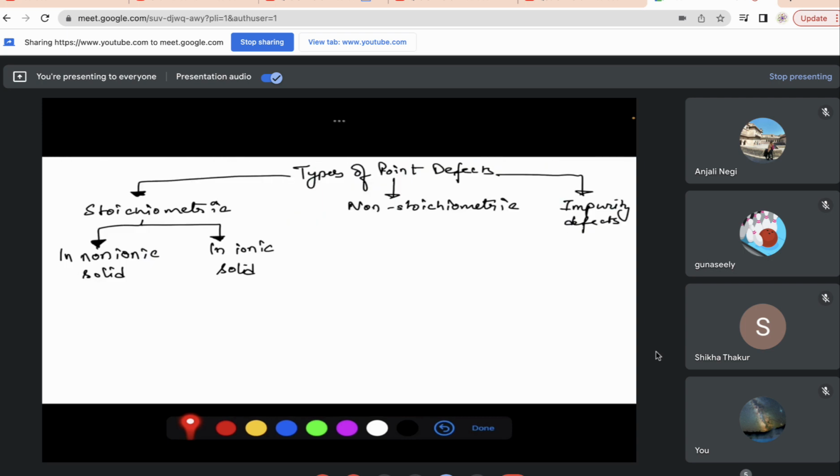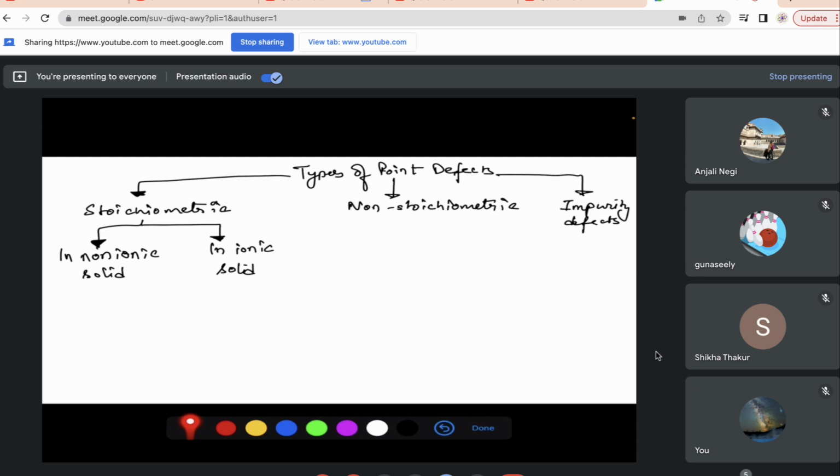So this is for our understanding. The types of point defect can be classified into stoichiometric defect, non-stoichiometric defect, and impurity defect. Our main focus is on stoichiometric defect.